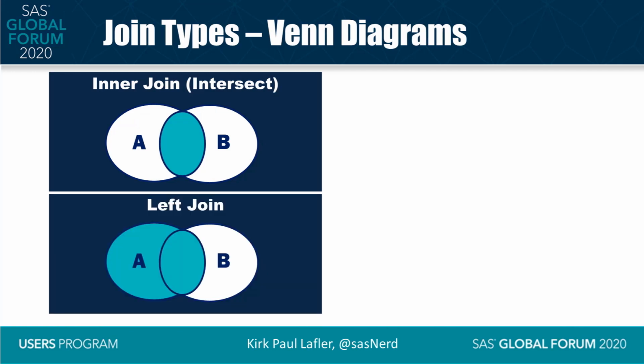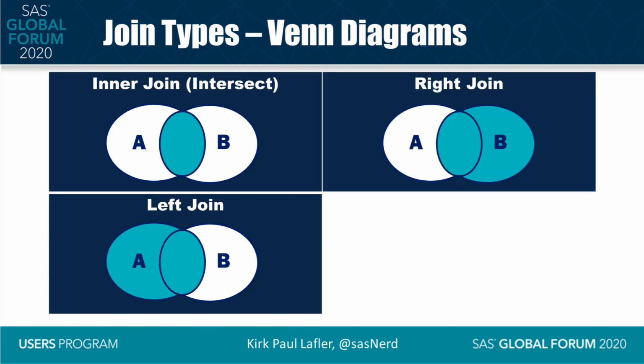The next join type is the left join. Here we see Table A and Table B. The intersect is highlighted, but also is the left table, which happens to be A. Table A could be classified as the dominant table, the controlling table. So we're going to collect all the intersect, plus preserve all the rows from the left table.